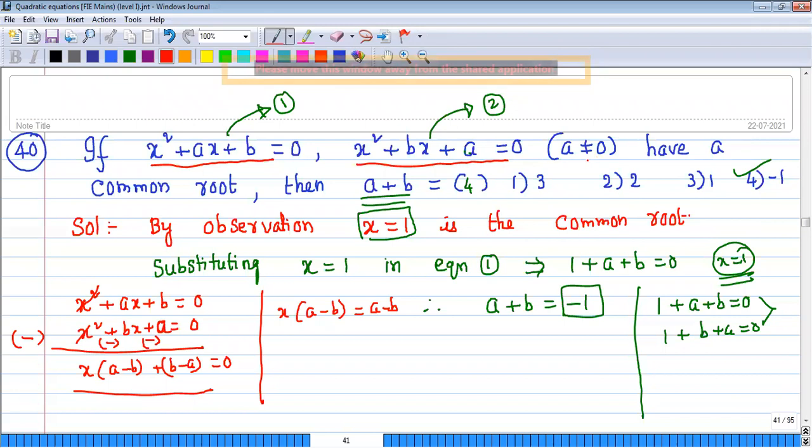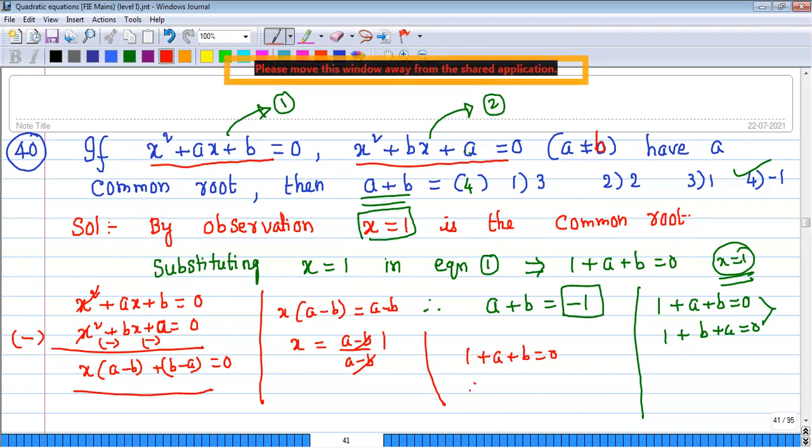Already here a does not equal 0, but a does not equal b should be given in the question. Please rectify this one. a does not equal b should be there. So since a does not equal b, x is equal to a minus b by a minus b. Because a minus b is a non-zero real number, both cancel, we get 1. x is equal to 1 is the common root. Put x is equal to 1 in 1 or 2, you will get the condition. So substituting x is equal to 1, you get 1 plus a plus b equal to 0. Therefore, a plus b is equal to minus 1. Both the methods you can do as you wish.